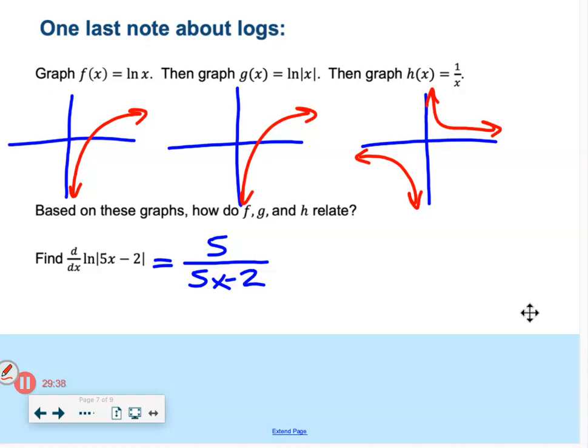Let's think about the negatives. When we take an absolute value of our input, that means that the ln of negative 3 would be the same as the ln of 3. And the ln of negative 5 would be the same as the ln of 5, right? What you end up getting is this lovely reflection over the y-axis. So you end up with that as the graph of y equals ln of the absolute value of x. This is the derivative of this.